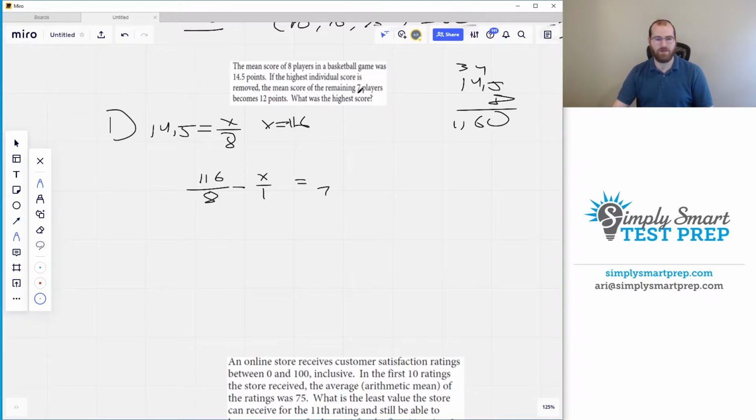The mean score of the remaining 7 players becomes 12 points, so we could do 12 equals x over 7. x equals 84. So I'm going to put it like this. In my problem, I have 8 minus 1. There are 8 scores. I took away 1. That equals 7. The important part for us, though, is I have 116 points minus a certain x. That's going to equal 84 points.